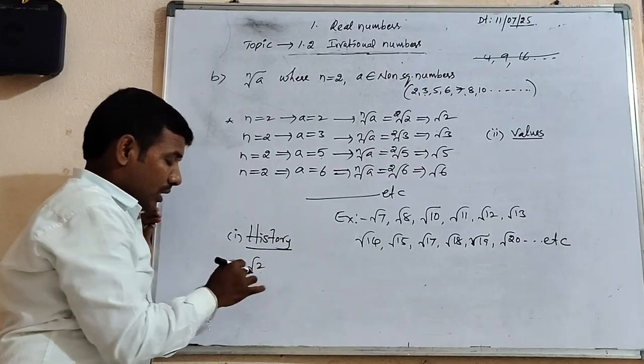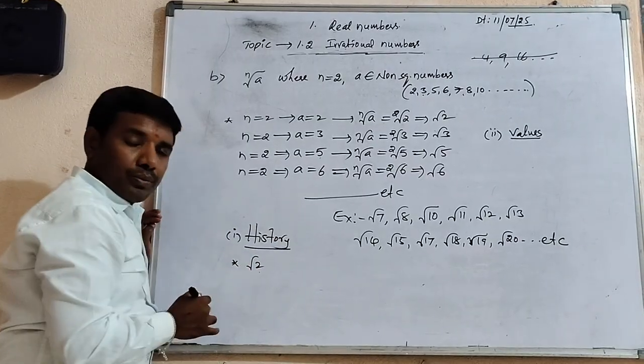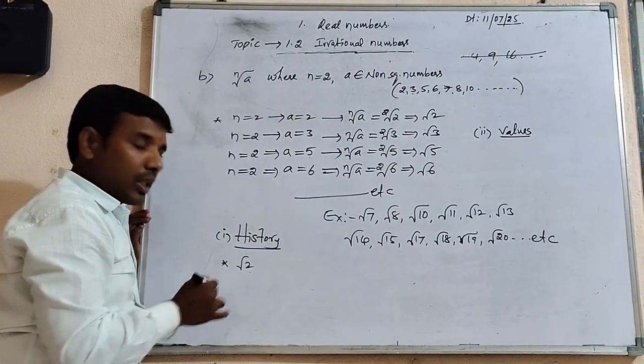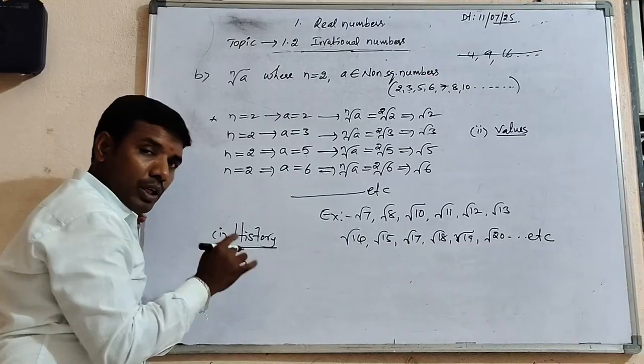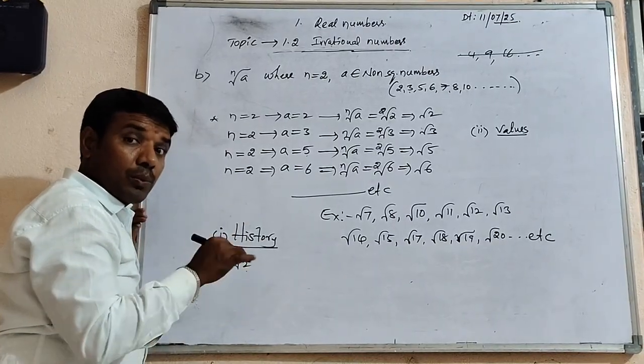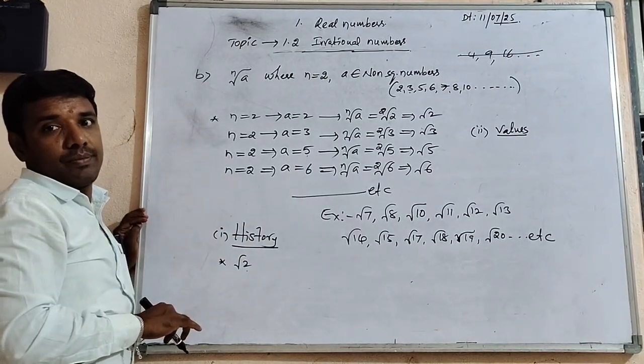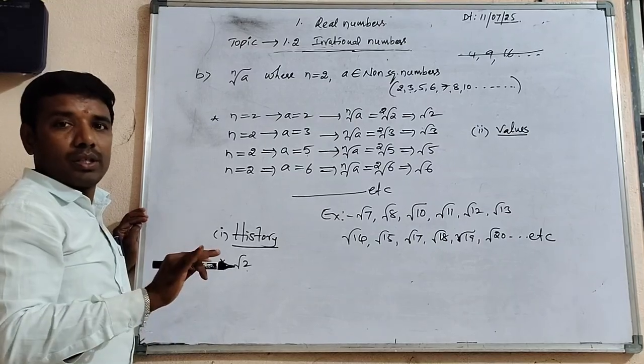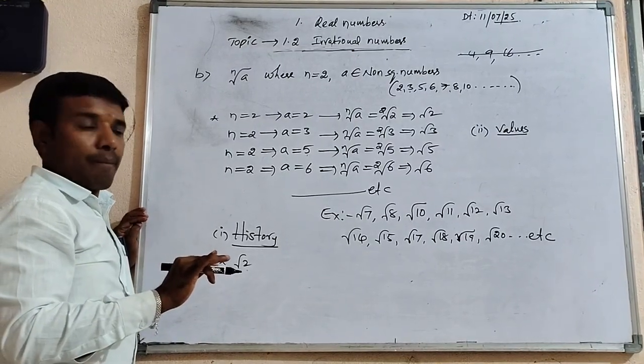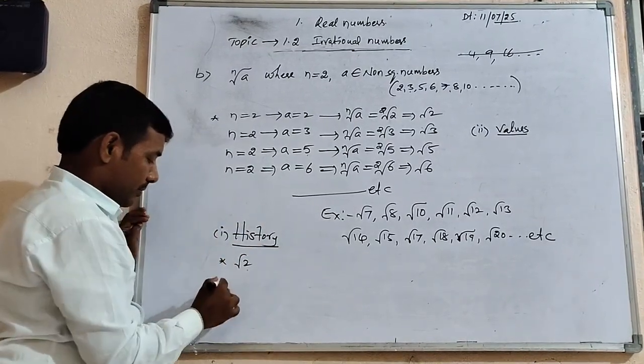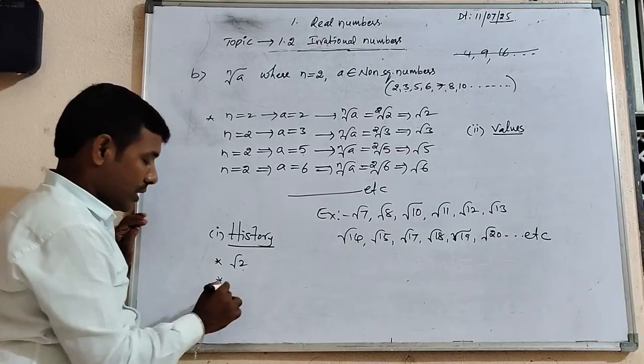After that, they concentrated on root 2. They made it very clear that root 2 is an irrational number, and they also proved it first. You got it. After this, I want to discuss one more point.